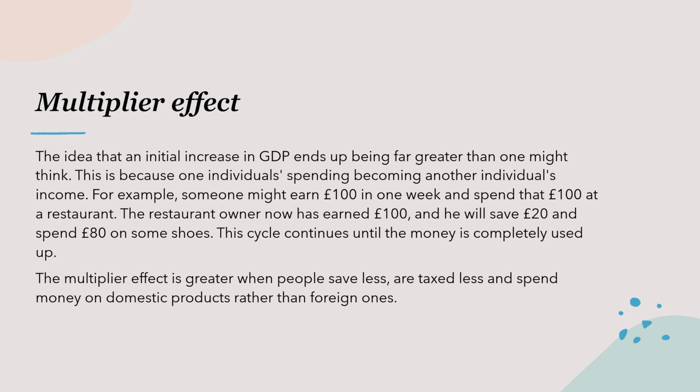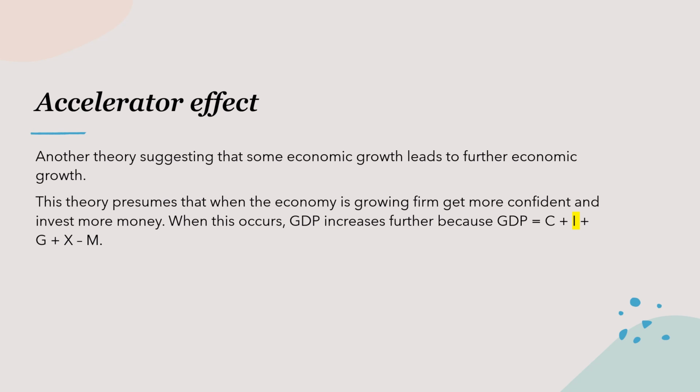And this multiplier effect is greater when people save less, are taxed less, and spend money on domestic products rather than foreign ones. Because if I have that money and I spend it on some foreign shoes, then the money's going out of the economy and it's no longer counting towards GDP. And then there's also the accelerator effect, which is another theory suggesting that some economic growth leads to further economic growth. And this theory presumes that when the economy is growing, firms are more confident and then invest more money, which then increases GDP further.